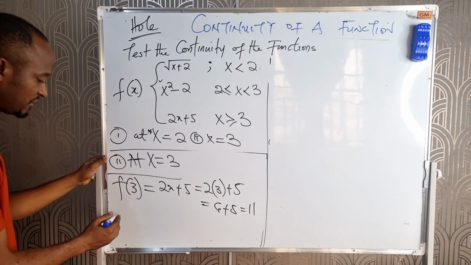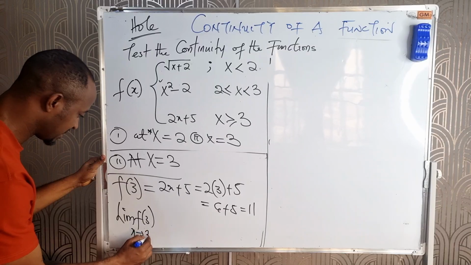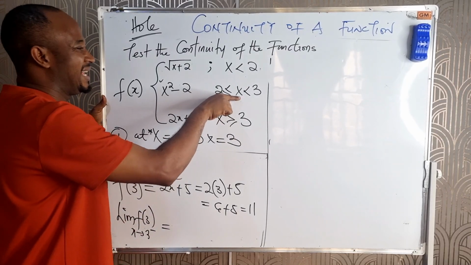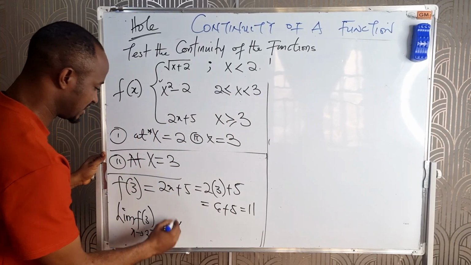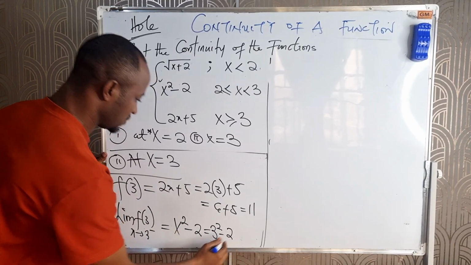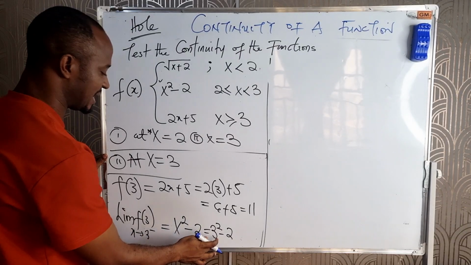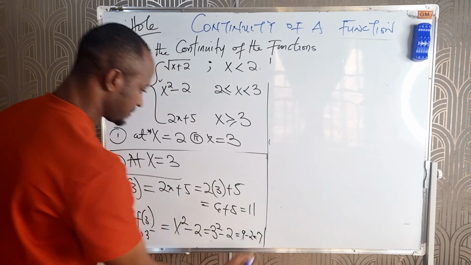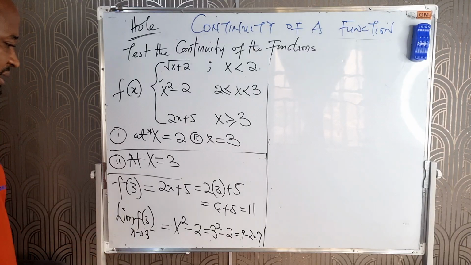Now let's find the limit of f of x as x approaches 3 on the left-hand side. Here we are told that x is less than 3. So for the left-hand side, I will use this function, which is x squared minus 2, meaning 3 squared minus 2. 3 squared is 9. 9 minus 2, we have 7. Our limit of f of x as x approaches 3 on the left-hand side is 7.